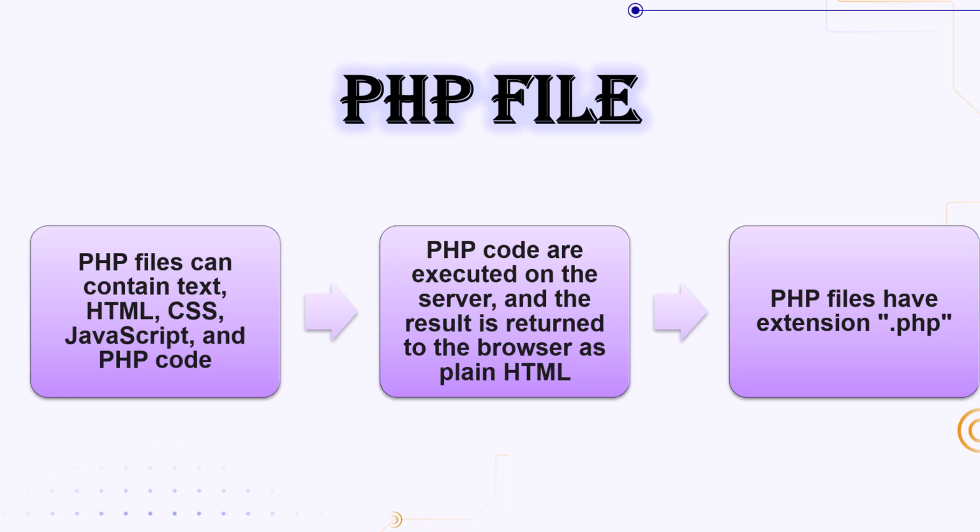What is a PHP file? A PHP file is a file containing PHP code used to create dynamic web pages. It contains HTML, CSS, JavaScript, and PHP code together. It runs on a web server with PHP installed, and the output is sent to the browser as plain HTML. The file is saved with the extension .php.